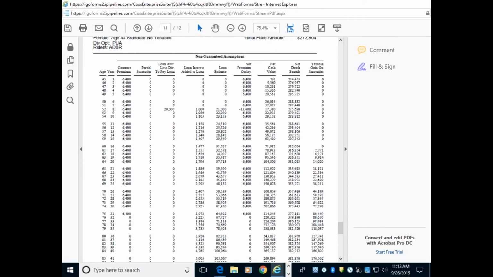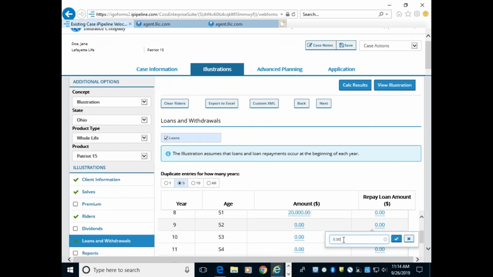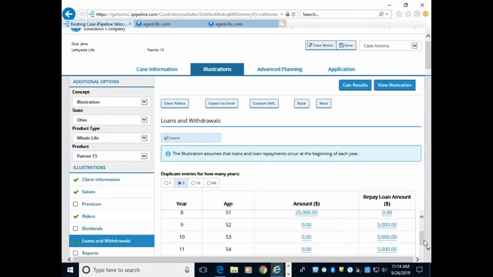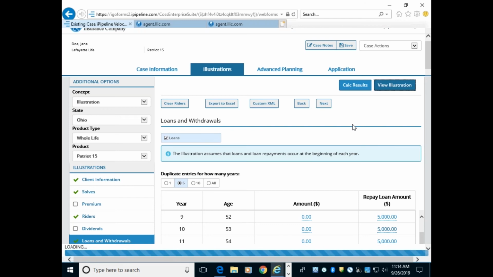So let's take a look at what it would look like if your client repays the loan. So we have our $20,000 here, and we saw that right off the bat we have a $21,000 balance. So let's say the client wants to pay back this loan over 5 years. So I'm going to add $5,000 annually for 5 years. That's what they can commit to pay on top of their premium amount. So I see that my $5,000 is there for 5 years, and let's see what that produces.